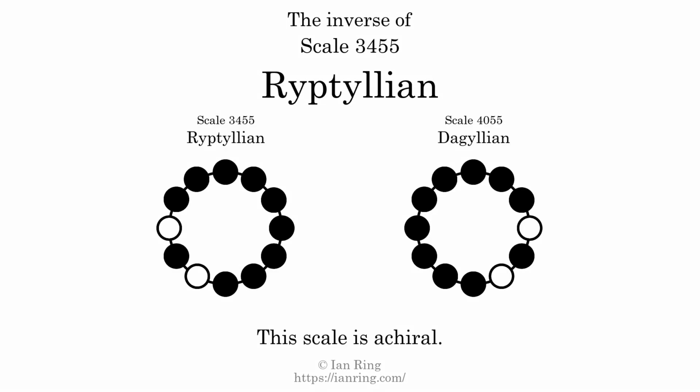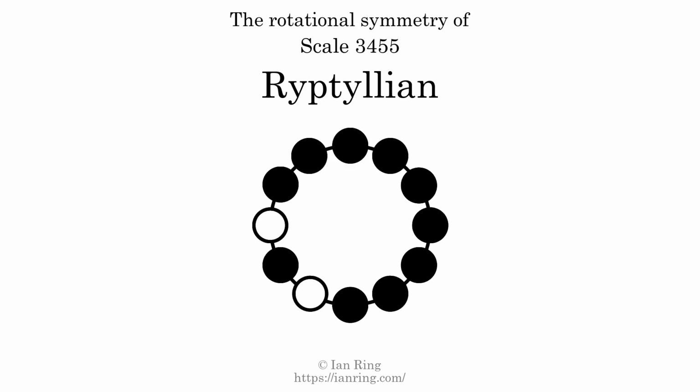The inverse of a scale is a mirror image. It is what you get when the sequence of intervals is reversed. The inverse of this scale is scale 4055, also known as decatonic. This scale is achiral, since it can transform into its own reflection by a rotational transformation. This scale has no rotational symmetry.